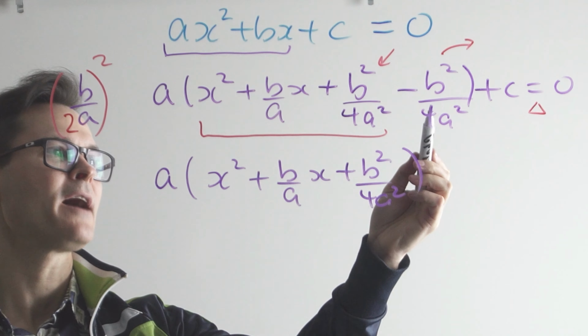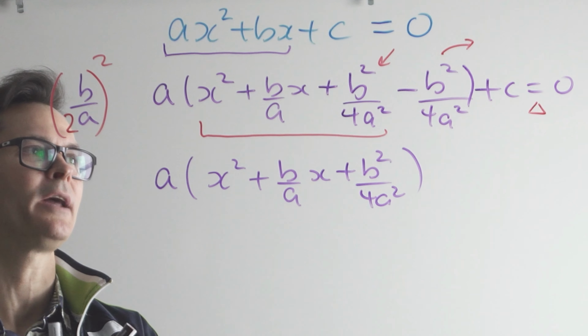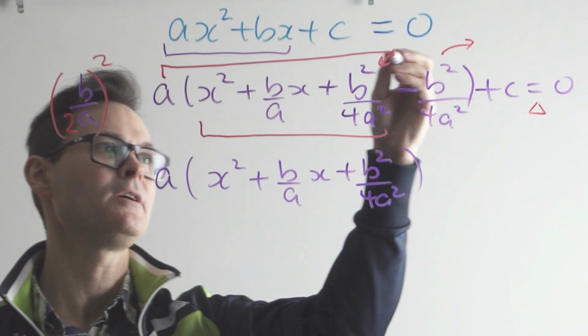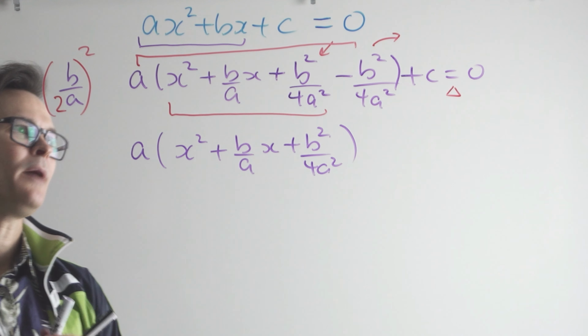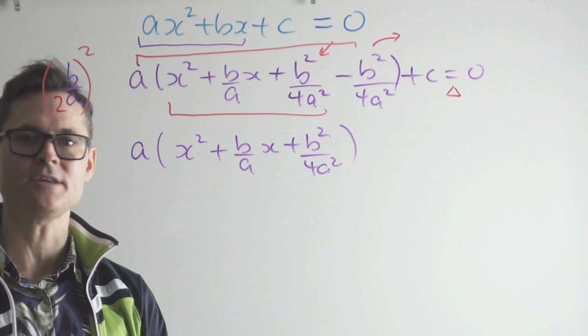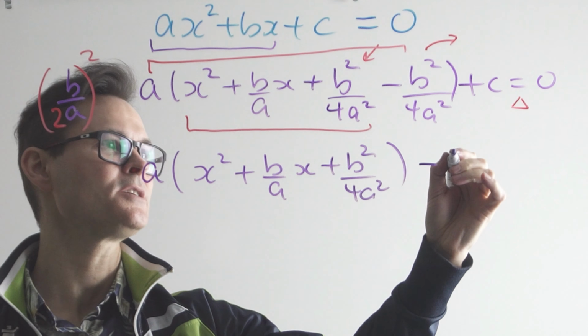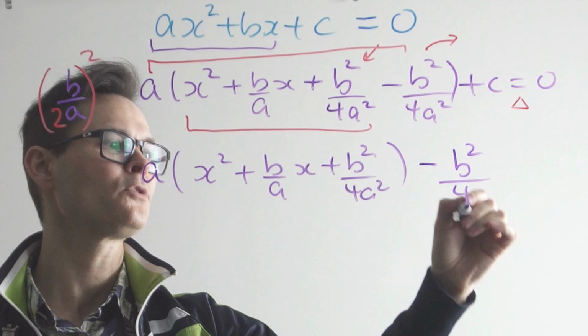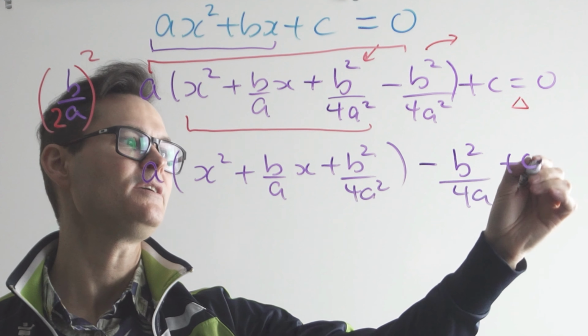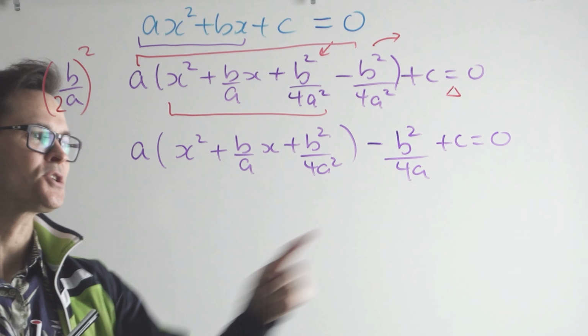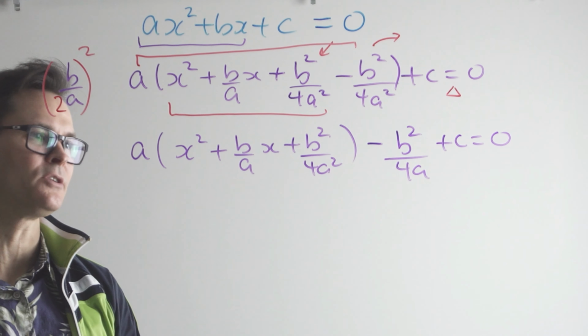Now, if I'm going to remove that from the bracket, it has to be multiplied by this coefficient a. Do you see? They have to be multiplied. And when I do that, the a is going to cancel with the a squared. That's going to leave minus b squared over 4a plus c equals 0. So this term joins the c. The c is just sitting there doing nothing.